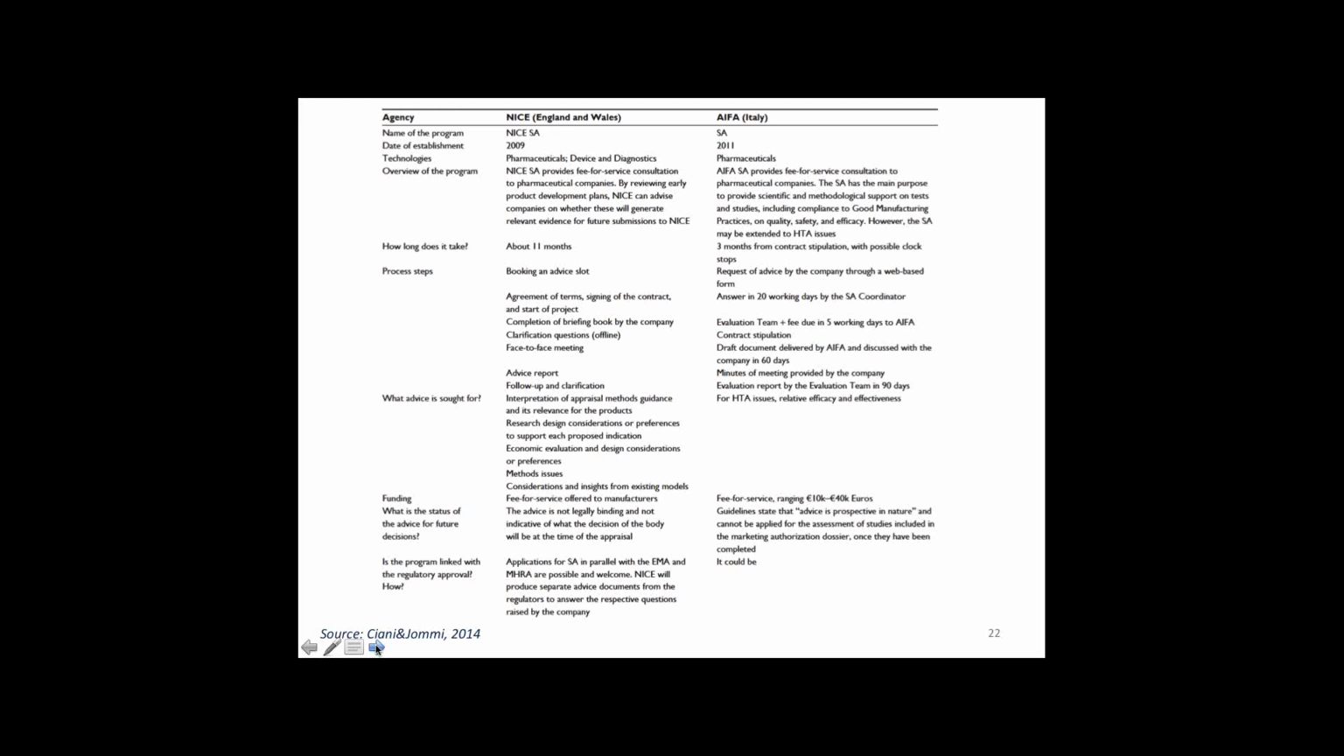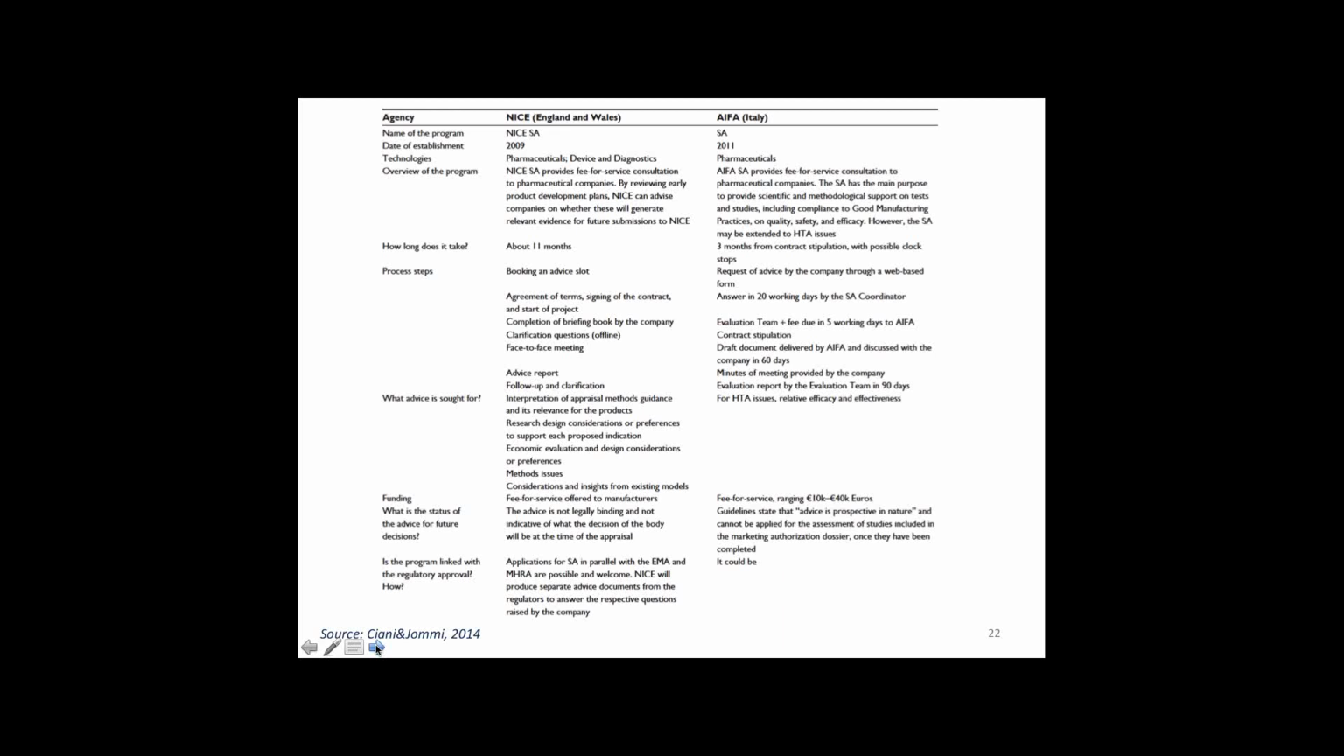The objective of this service was to help product developers to generate the evidence that is relevant for the reimbursement perspectives. And the content of the advice pertains, for instance, to research design considerations such as appropriate comparators, the follow-up duration, or the endpoints to use in the study, how to approach the economic analysis, or how to quantify quality-adjusted life years, for instance.